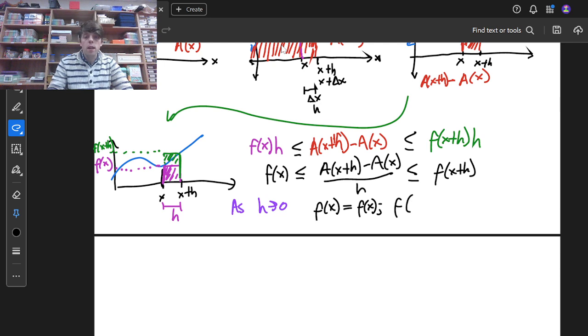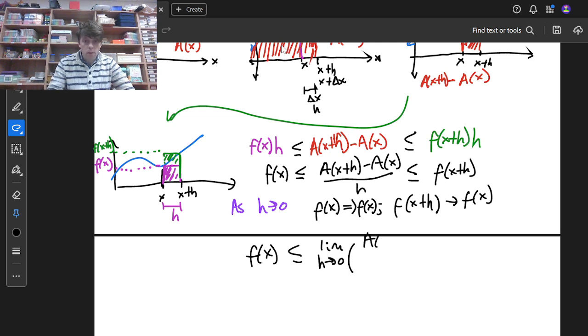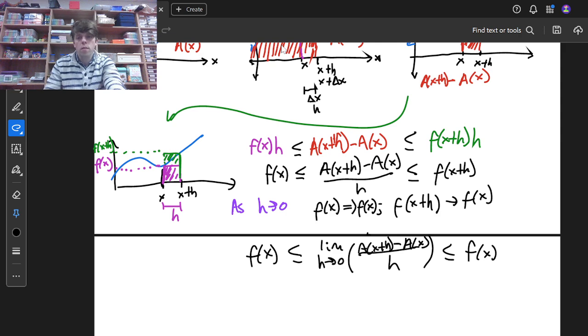This one over here, f of x plus h, goes to f of x, right? So as h approaches 0, this just becomes f of x plus 0, that just becomes f of x. This thing in the middle, have a look at what happens to it. We end up with the limit as h goes to 0 of a of x plus h minus a of x over h is less than or equal to f of x. So like I said, f of x plus h becomes f of x as h goes to 0.